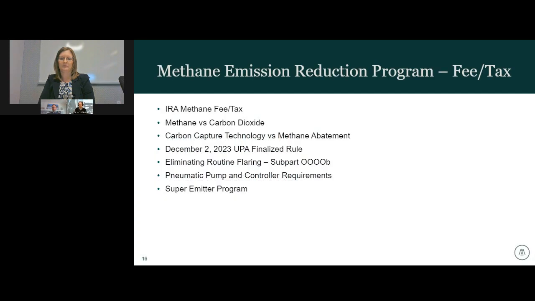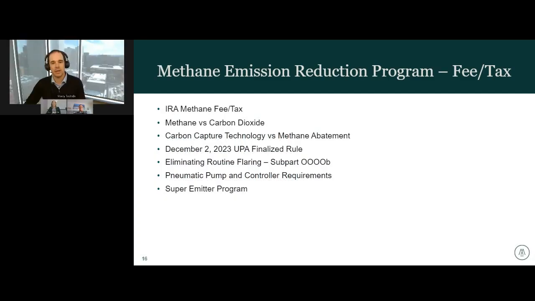So let's get into it. The methane emission reduction program is part of the IRA. As Lori mentioned, is it a fee? Is it a tax? I don't think it matters how you define it, but you could see why the EPA is trying to focus on methane versus carbon dioxide. I'll do a little science here as a tax accountant. We all know carbon dioxide, CO2, can last in the atmosphere for hundreds of years, whereas methane has a much shorter life, maybe 10 to 20 years. But methane is really good at trapping heat. In fact, it traps 80 times more heat than carbon dioxide.